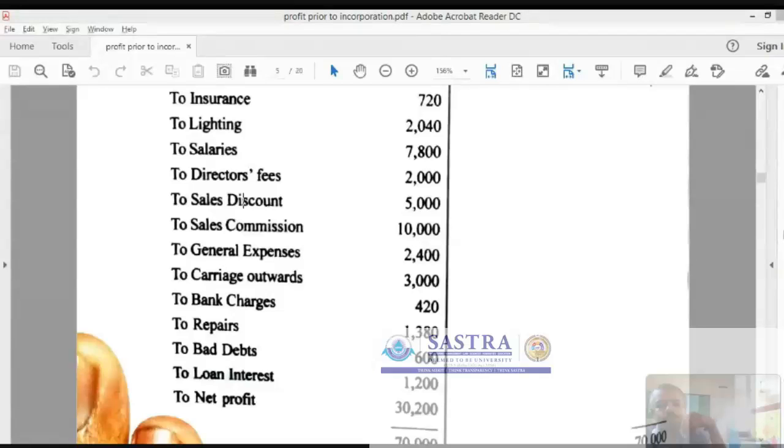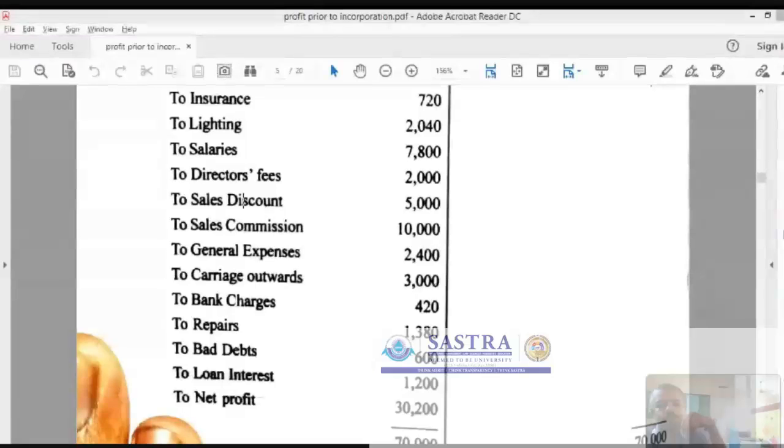Bank charges, time ratio. Repairs, time ratio. Bad debts, as we discussed yesterday, bad debts is considered a sales ratio, because when the sales increase, the possibility of bad debts is high. When the sales decrease, the possibility of bad debts is going to be less. Interest on loan is going to be a time ratio. Then net profit is given.